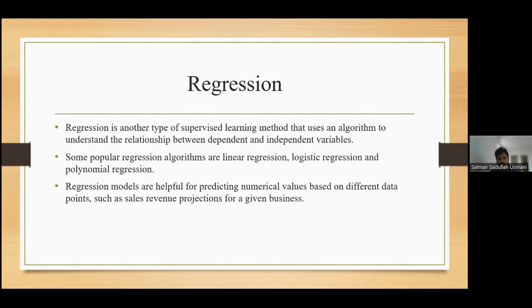Now coming to regression. Regression is another type of supervised learning method which uses an algorithm to understand the relationship between dependent and independent variables. So now we have to understand what is a dependent and what is an independent variable. Let's suppose we want to predict what the chances are of rain today. We'll see how much humidity is actually in the air. So that will be a dependent variable for a rainy day.